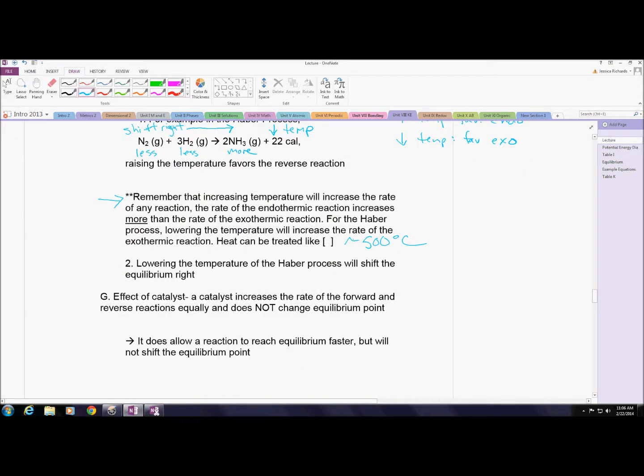Last in your notes is the effect of a catalyst on equilibrium, and that is just that it does not do anything. Adding a catalyst will help a reaction reach equilibrium faster, but once it's at equilibrium, it will not shift the point at all. And that's all you have to remember about catalysts as far as equilibrium goes. And that's it for Lecture D.